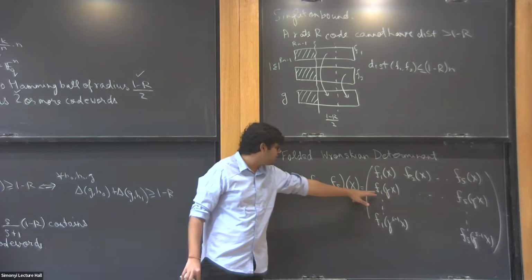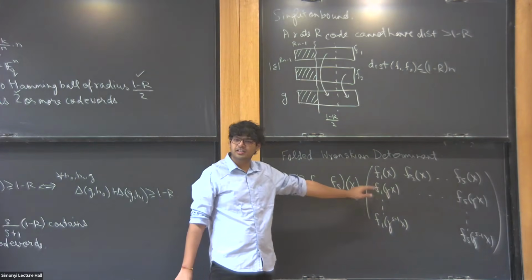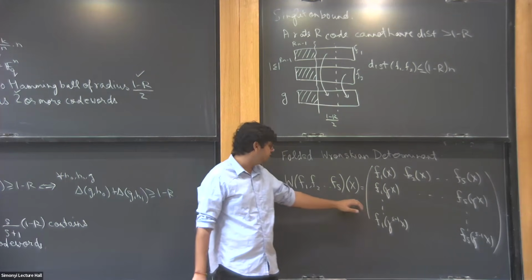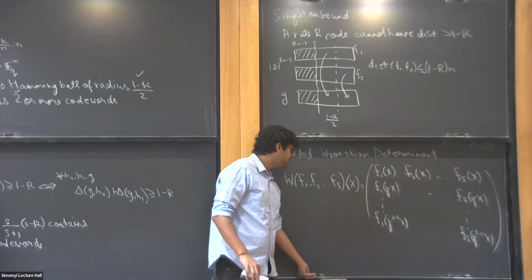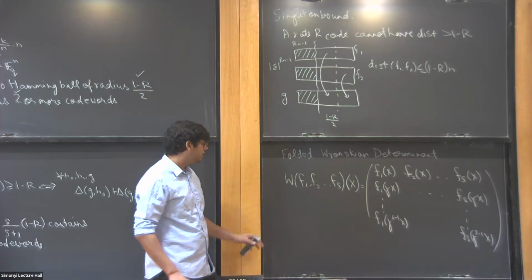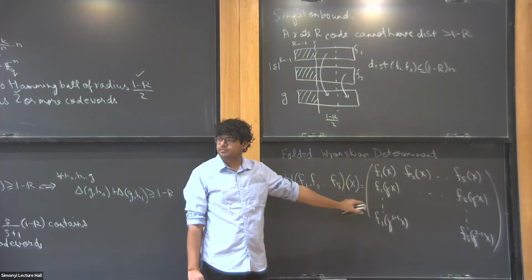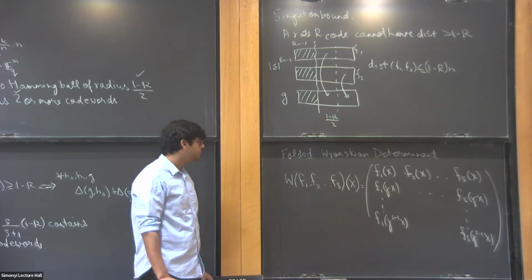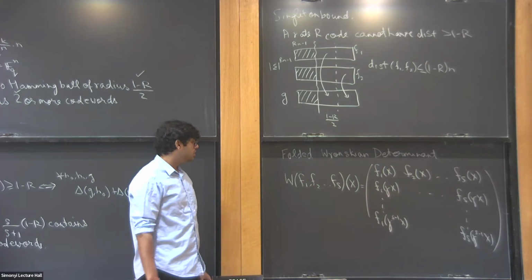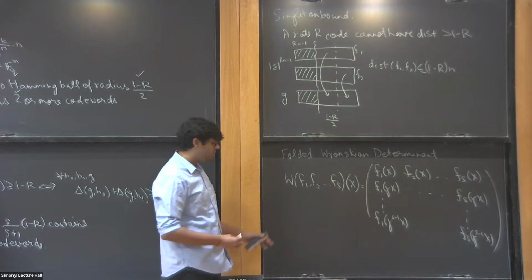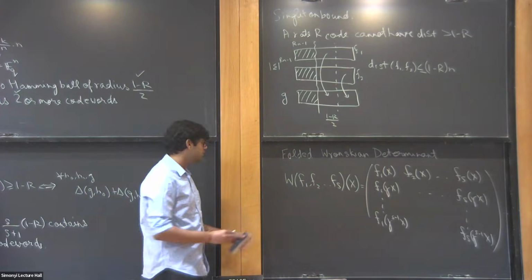If you replace this f1 gamma x by derivatives instead, that's the usual Wronskian that's used in differential equations, etc. This is the folded version. And here, it's important that this gamma is primitive. And the key claim that makes this Wronskian useful, so this is our definition.